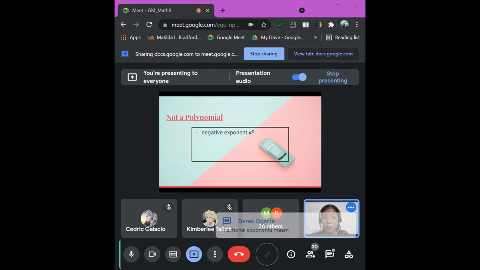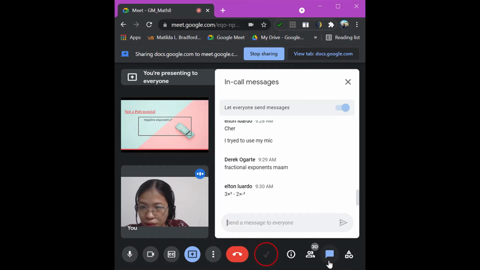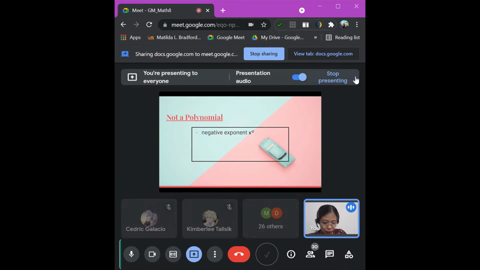Fractional exponents. Let's give first the given one here, where we have negative exponents. I think the answer is not yet ready from Luardo. We have 3x squared minus 2x raised to the power of negative 2. That is correct. So very good, Luardo.